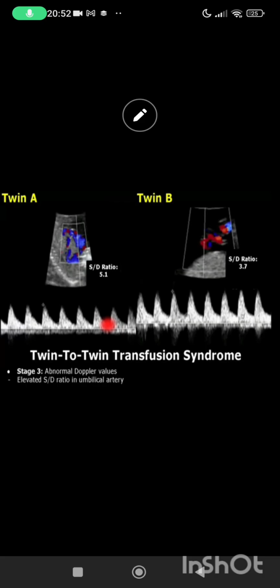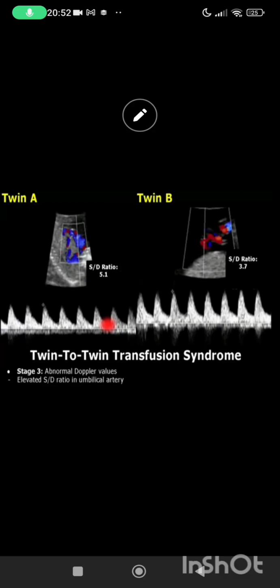Okay, then umbilical artery. So what is the normal pattern in the umbilical artery? Is there a forward flow or a reverse flow? Forward flow. There is normally a forward flow in the diastole, and after 20 weeks its resistance decreases. So there is more flow seen in the diastole.